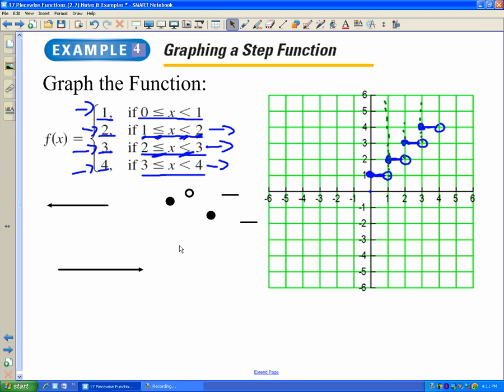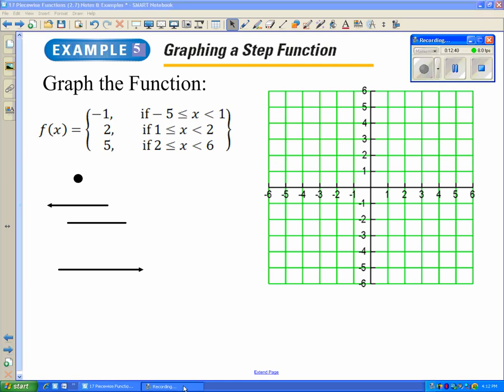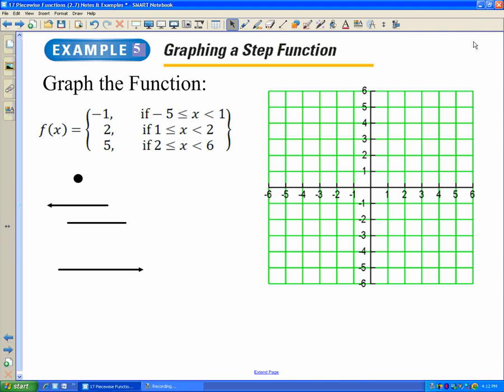Let's look at another. Graph the function again. This is another step function. How much time have we gone? We've gone 12 minutes. Okay.